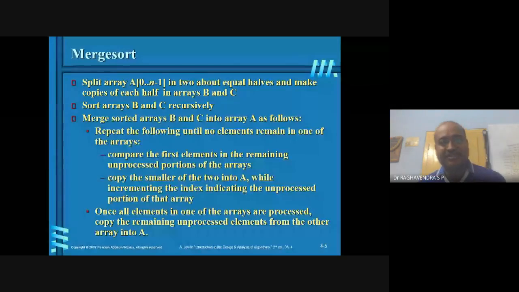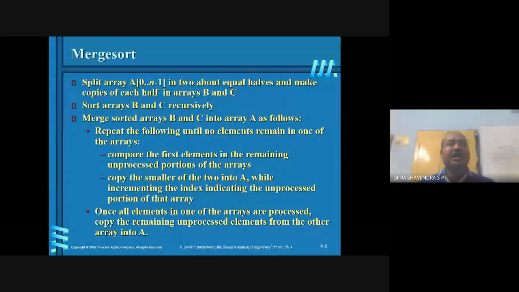Now we will discuss some of the problems which come under the divide and conquer technique. Under this, the first type of problem is merge sort. The name itself tells what we are going to do. We are going to split an array into two equal parts. Once we divide the entire array into two equal parts, first we sort the two parts, first part and second part. Then once you sort them, you have to combine them. You have to merge them, and that becomes a sorted array.